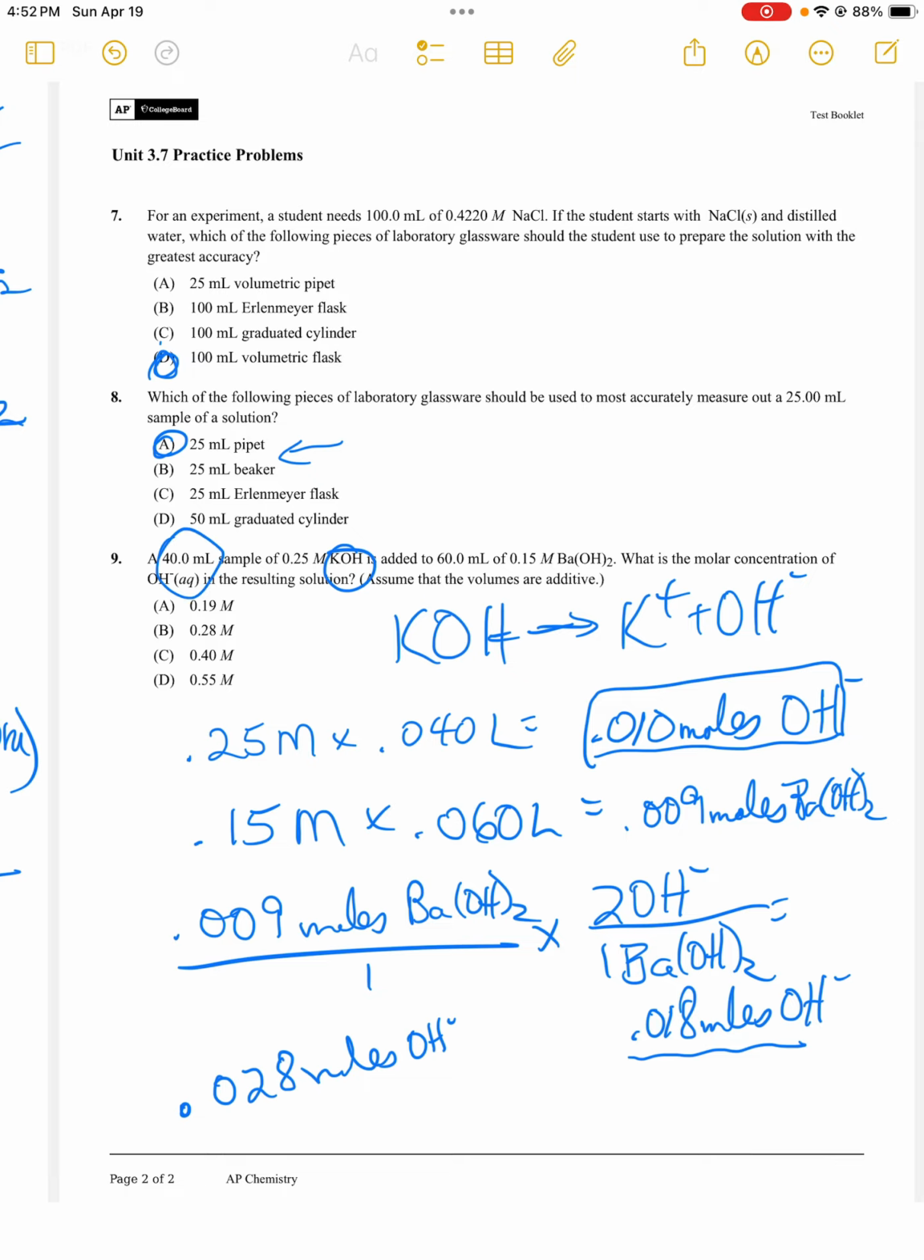What I just did was combine 40 milliliters with 60 milliliters. That's 100 milliliters. I'm dividing this by 0.1 liters. So that should be 0.28. Right there. Okay, thanks guys.